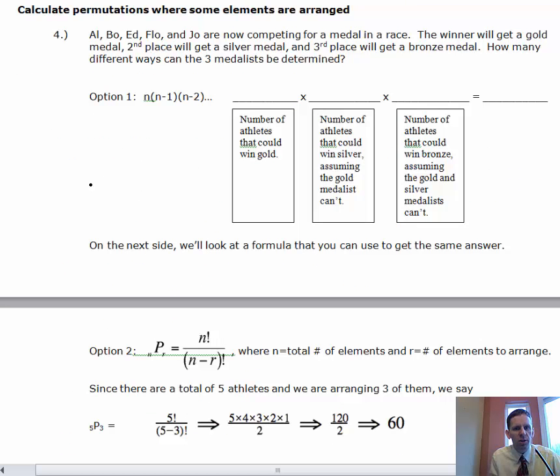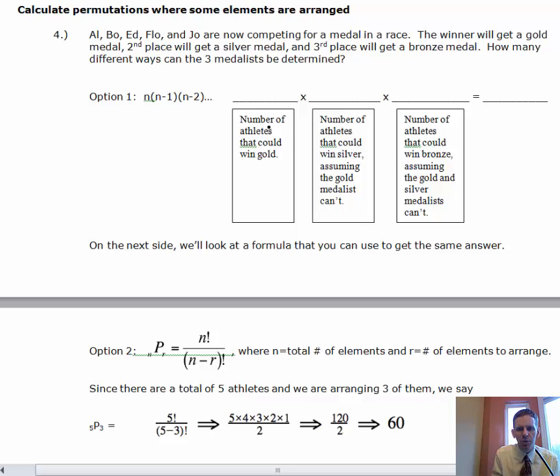We're now going to look at calculating permutations where some elements are arranged. In example 4, we have our same 5 athletes competing for a medal in a race. The winner gets a gold medal, second place gets silver, third place gets bronze. How many different ways can the 3 medals be determined?